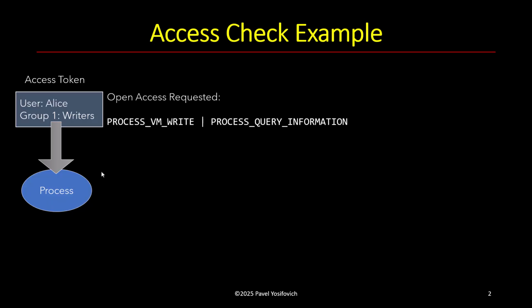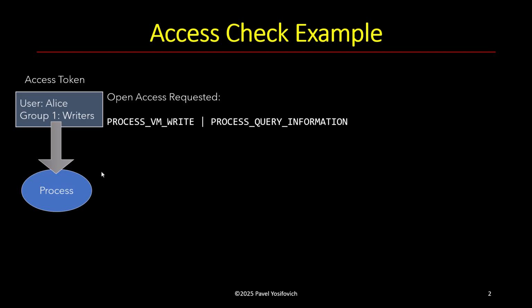And Alice wants to get this particular access mask, this particular kind of power, to the returned handle for this process, which in this case are going to be VM write and query information. So the caller here, the process running under Alice, wants to get both of these access capabilities to the process.